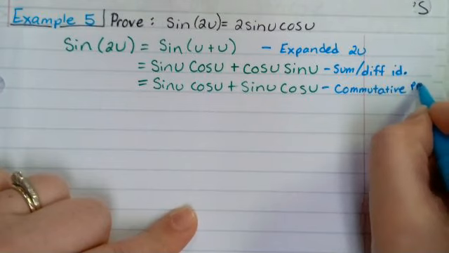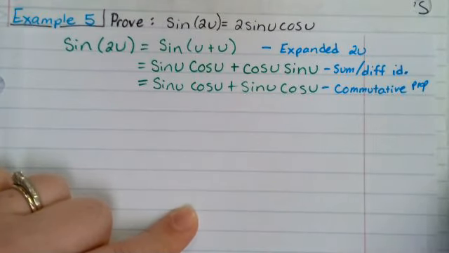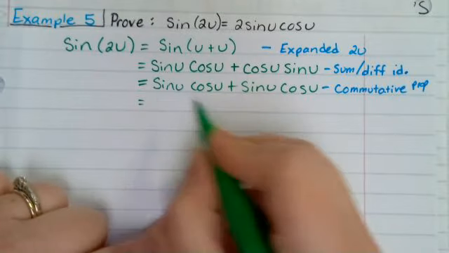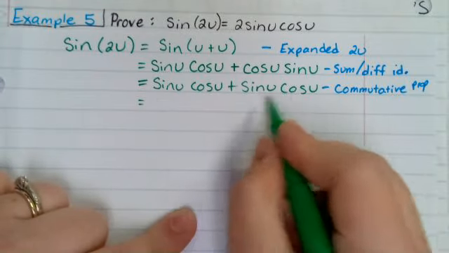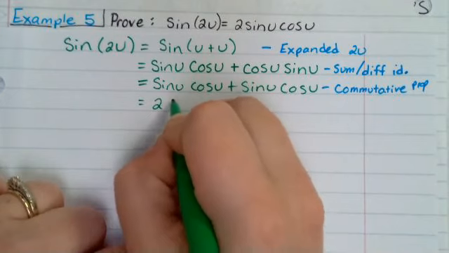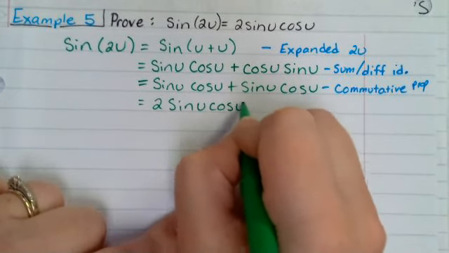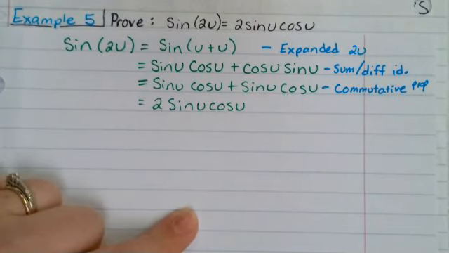I'm just going to say prop. Okay. Next thing, because this is sine u, cosine u, we can add those and make it 2 sine u cosine u. All right. And right there, that's what we were trying to prove.